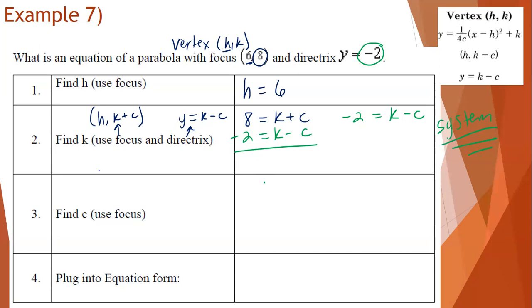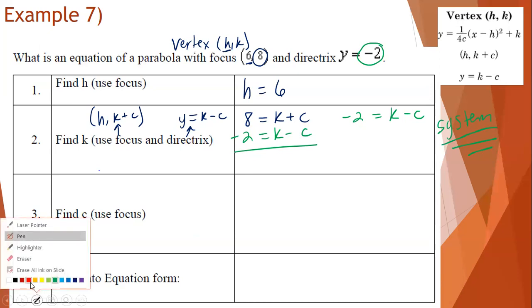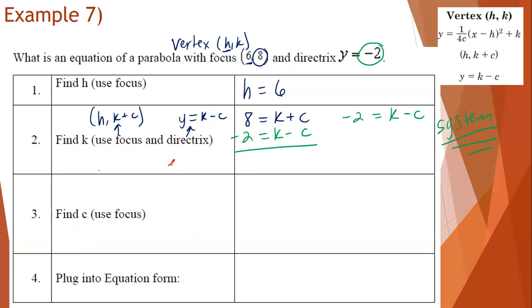And I can use elimination, right? Do you remember doing elimination? So I can use elimination. And we're going to use elimination. And what eliminates my c values? 8 minus 2 is 6 equals 2k. Divide by 2. So k equals 3. So we now know that k equals 3.